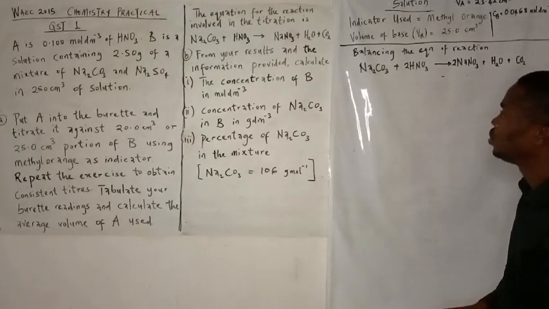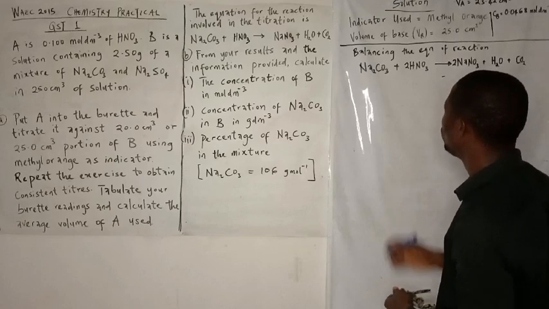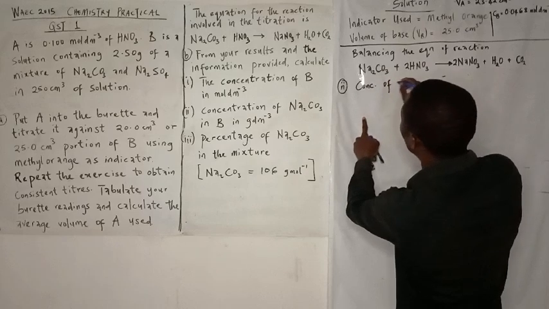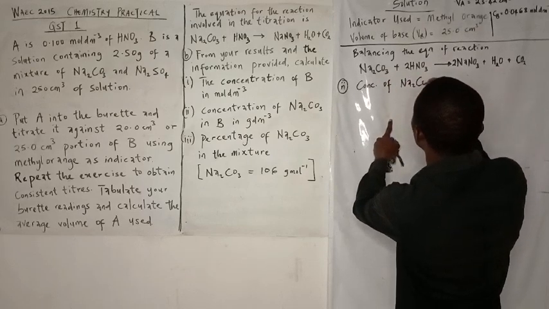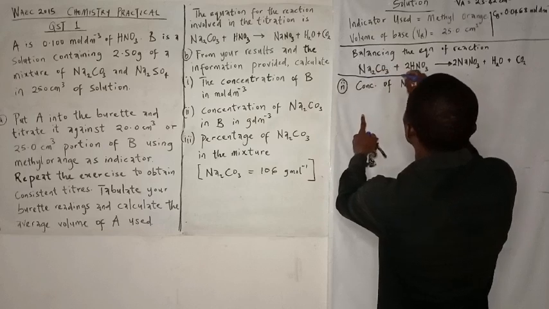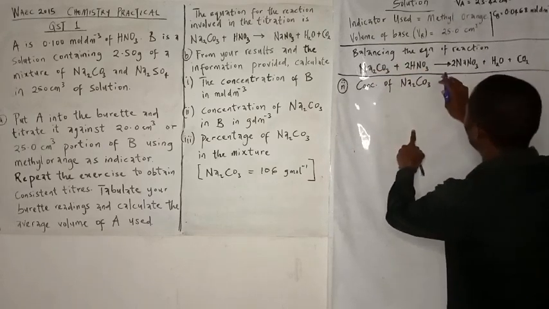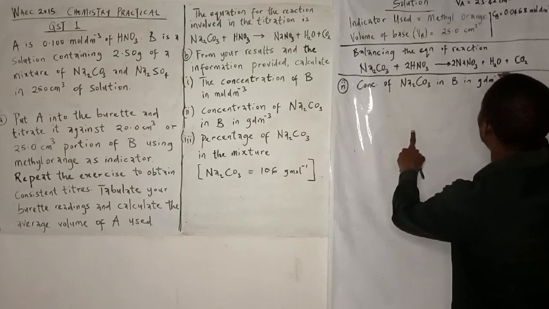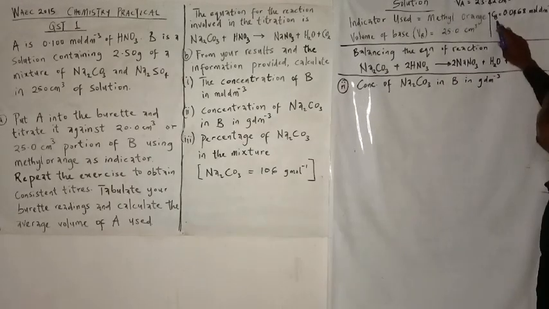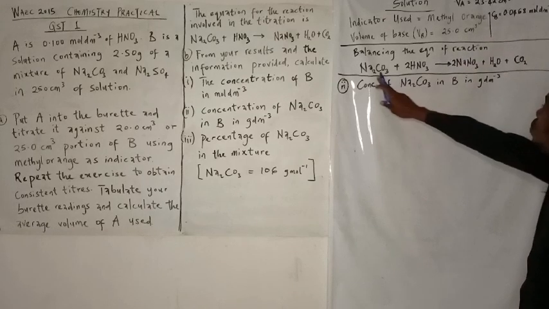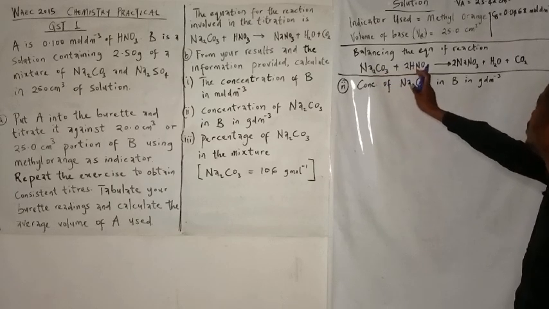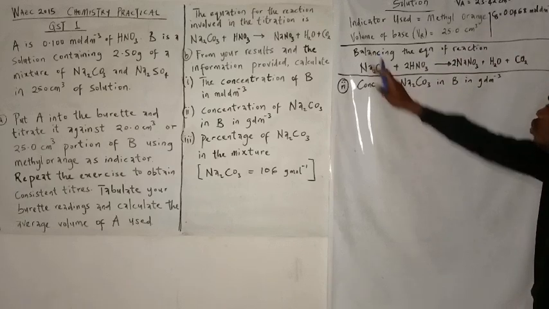Now we come to the concentration of sodium trioxocarbonate IV in B. So we still use that formula. The second question, we have concentration of sodium trioxocarbonate IV. Please let me bring this one out again. I'll need you to explain something. And then in B, in grams per dm cube. So this Cb that we have calculated, this concentration of the base, is actually the concentration of sodium trioxocarbonate IV because it is the compound that is reacting with the acid. So this Cb is for sodium trioxocarbonate IV.